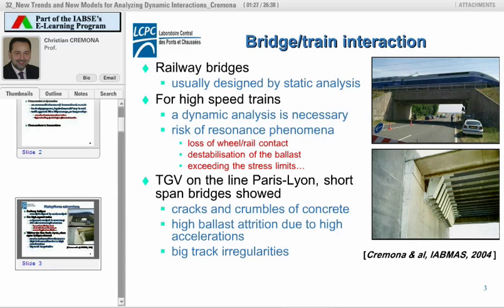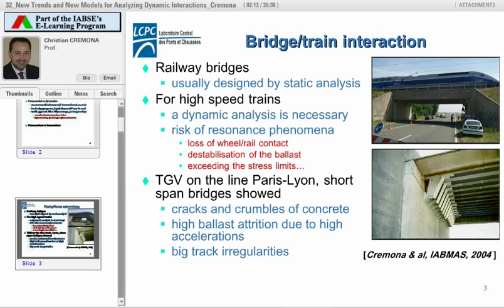Usually, railway bridges are designed by static analysis. But when you design a high-speed track, you have to take into consideration and introduce more sophisticated analysis, and especially make a strong dynamic analysis, because the objective is to avoid the risk of resonance phenomena. Resonance phenomena concern the loss of wheel-rail contact, but also the destabilization of the ballast and the exceedance of the stress limits. So you see, it's not only a problem of structural safety, it's also a problem of serviceability.